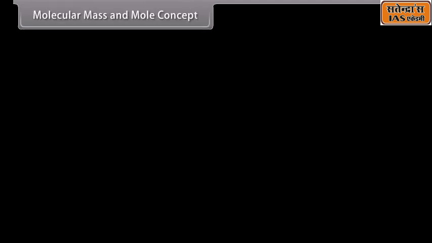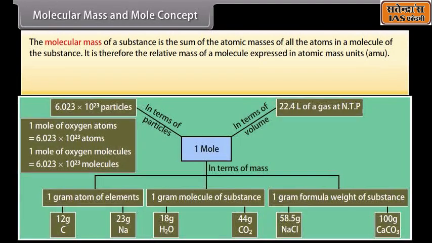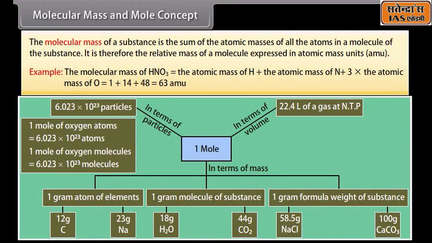Molecular mass and mole concept. The molecular mass of a substance is the sum of the atomic masses of all the atoms in a molecule of the substance. It is therefore the relative mass of a molecule, expressed in atomic mass units. Example, the molecular mass of HNO3 is equal to the atomic mass of H plus the atomic mass of N plus 3 times the atomic mass of O, which is equal to 1 plus 14 plus 48, which equals 63 units.